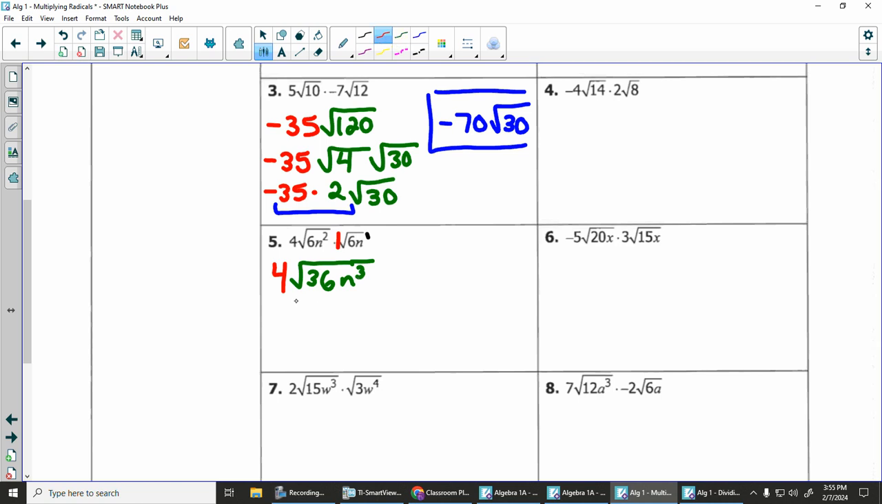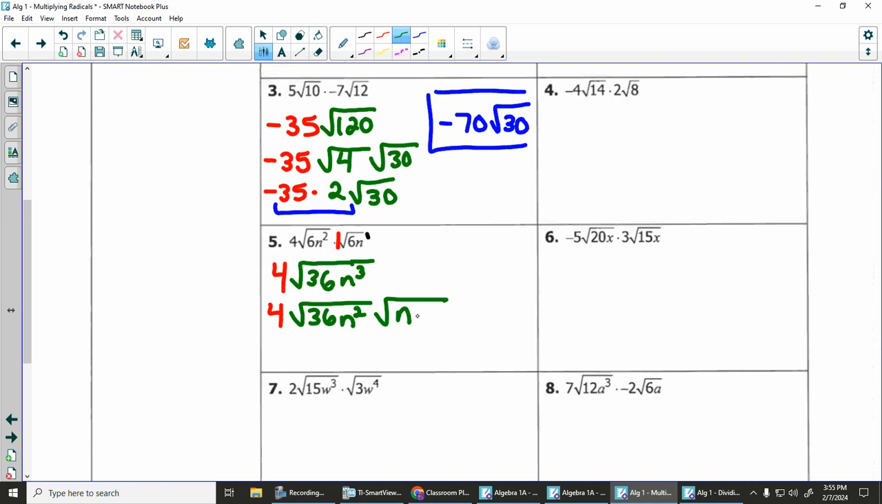Okay, so again, we've got the 4 in front, and now I'm breaking down this radical. Perfect squares, non-perfect squares. Well, 36 itself, that is a perfect square, so that's going to hang here in the front. And now n to the third. Remember, we want to see even exponents. 3 is not even. So the closest even number to 3, without going over, that's going to be an n squared. But I needed an n cubed, so I need one more n to go in the leftovers.